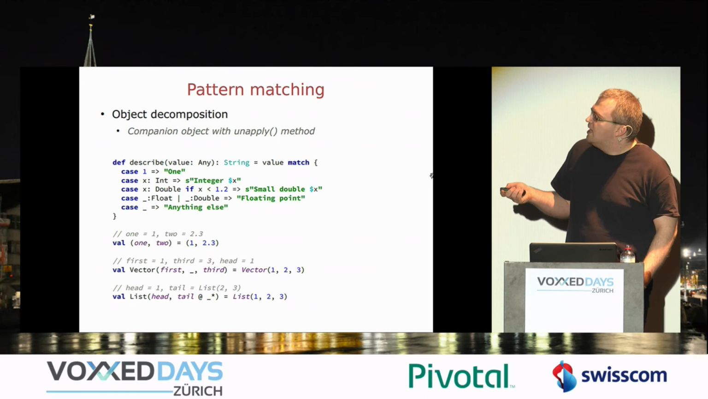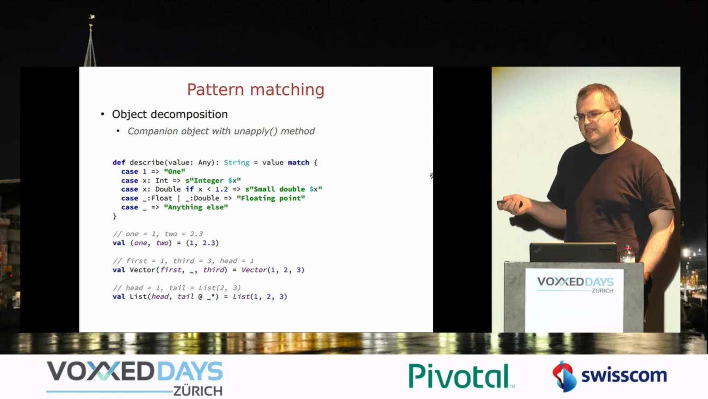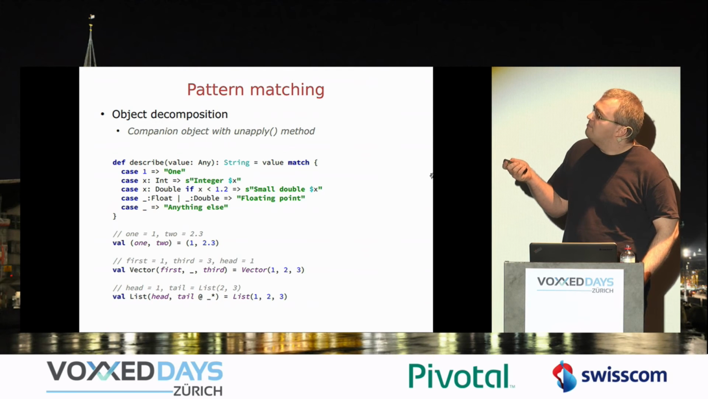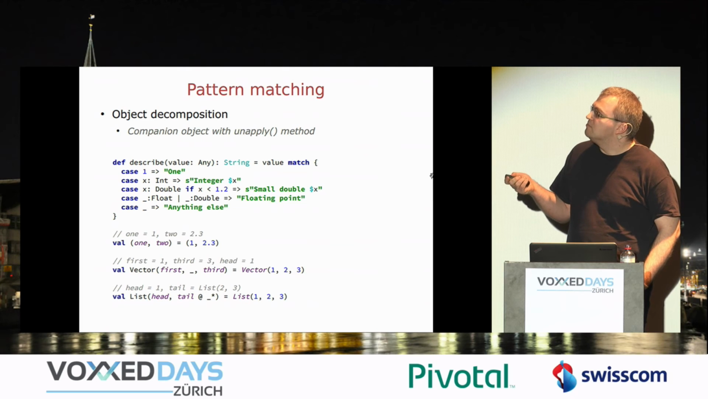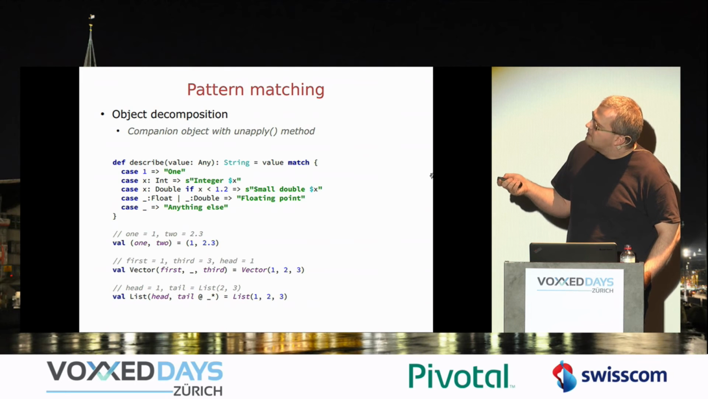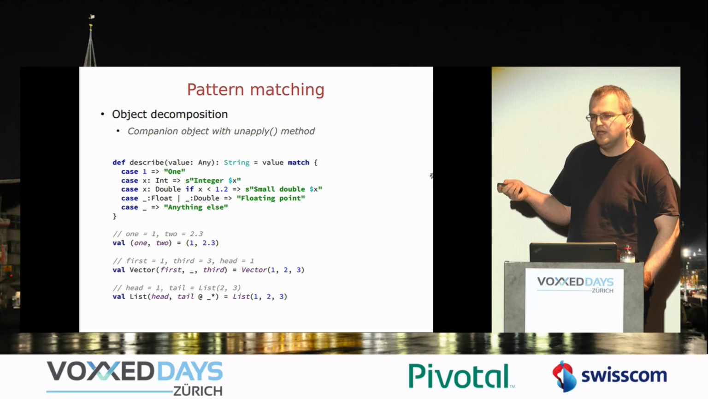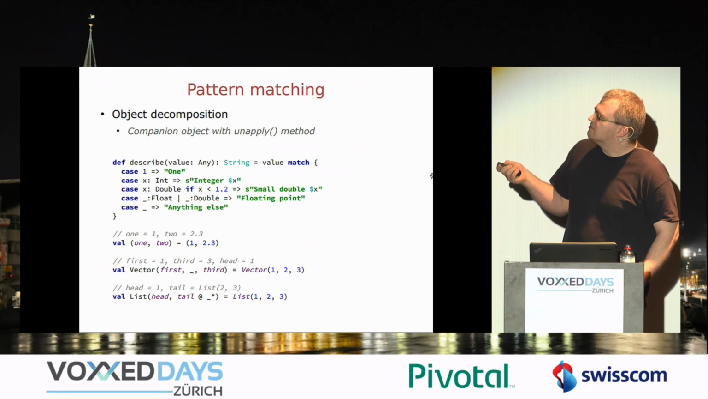Okay. Now let's look at a bit more high-level features. We are slowly entering the functional territory of the features of typical functional languages. Pattern matching. This is a very powerful feature found in many functional languages because it provides object decomposition. So here we have a little method that tries to describe some sort of value, and the value is of type Any. We don't know what it is, or at least at compile time we say we don't care. And it's supposed to create some description.